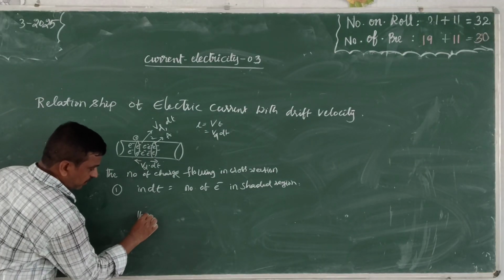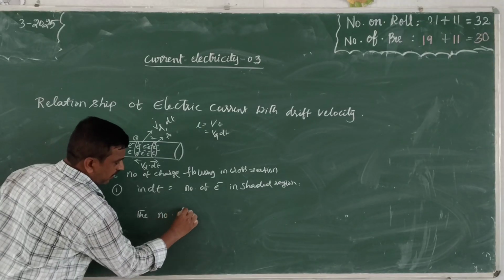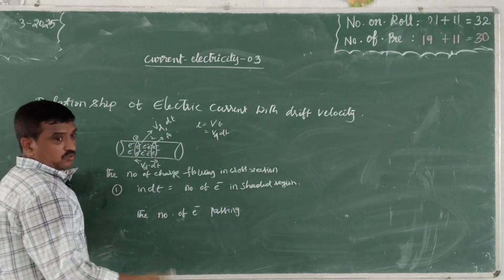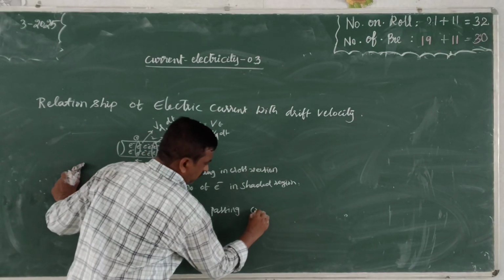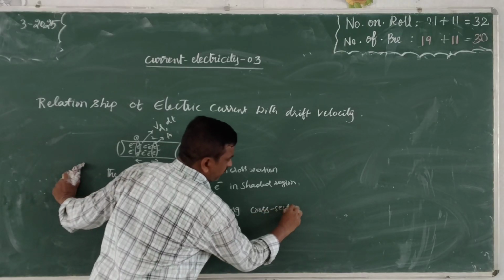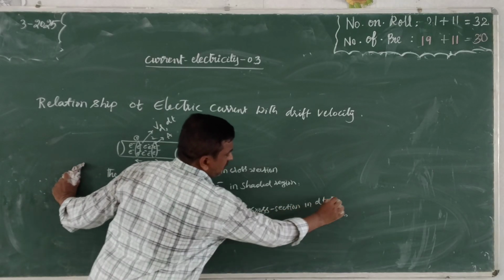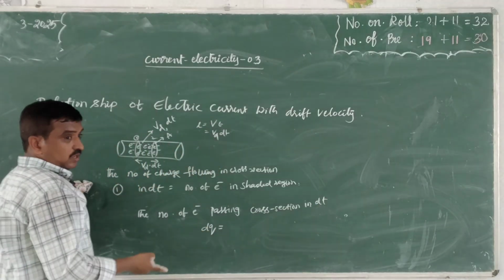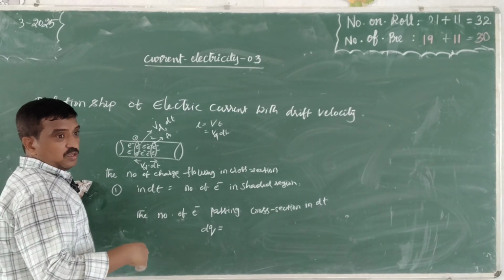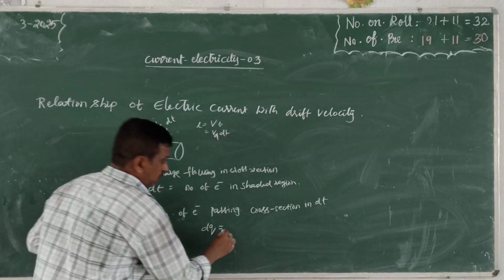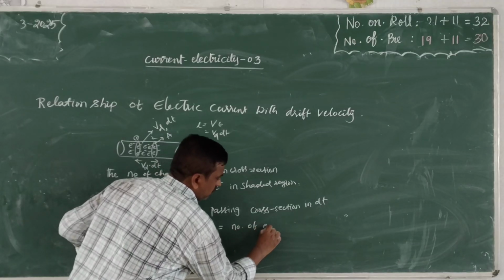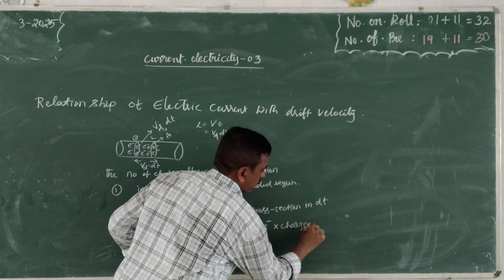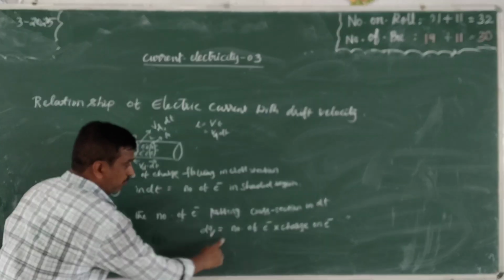See, the number of electrons passing or crossing the cross section in dt time, we can write it as dq, the number of charges. dq equals the number of charges into the charge on an electron. So the number of electrons in that region into the charge on an electron.